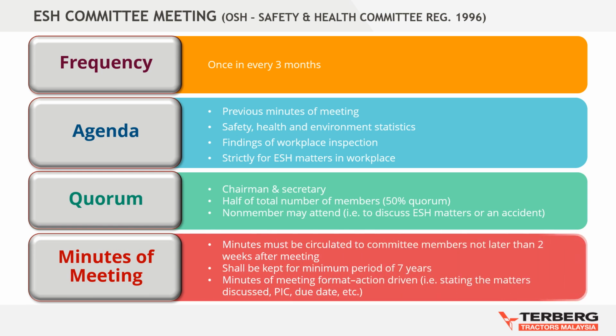The minutes of meetings must be circulated to committee members not later than 2 weeks after meeting. It shall also be kept for a minimum period of 7 years. The minutes of meeting should be in an action-driven format, such as stating the matters discussed, person in charge, due date, etc. Each of the committee members have functions, roles and responsibilities after they are appointed with a letter of appointment for the ESH committee member.